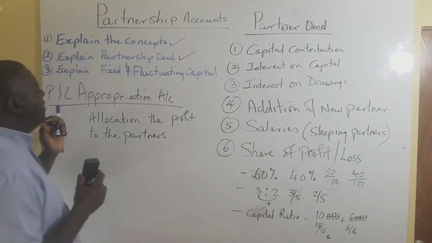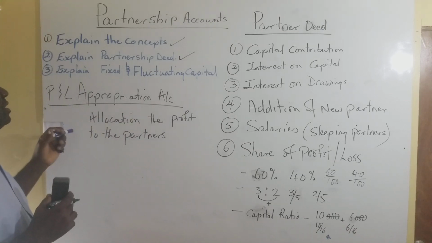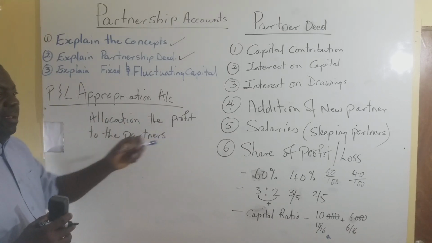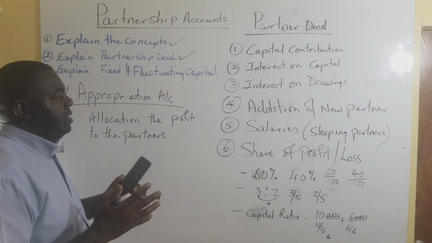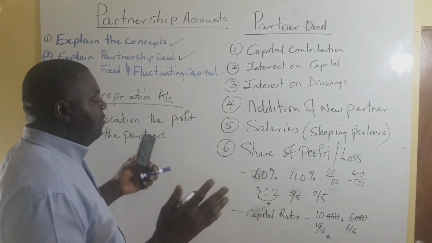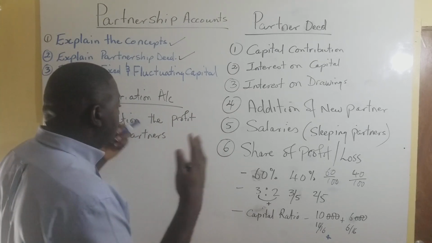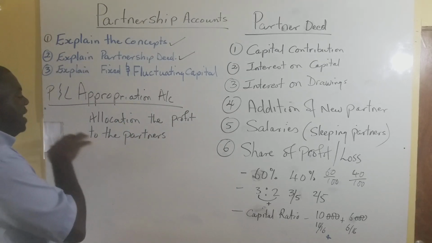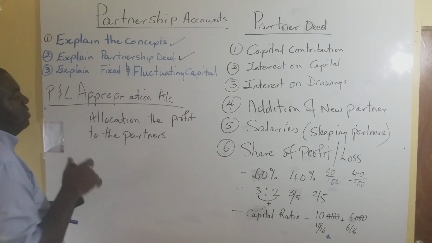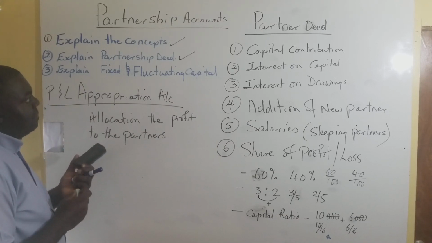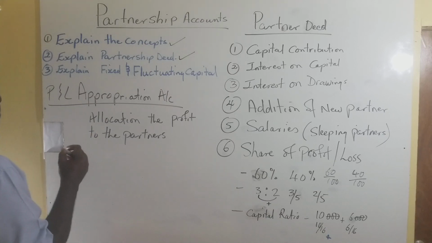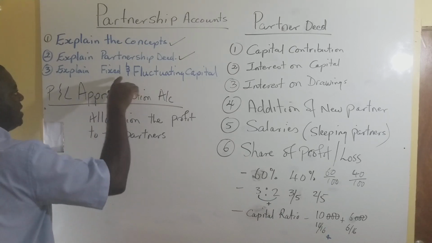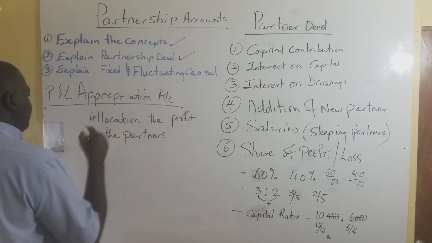So the purpose of the appropriation account is that you're really allocating. Yes, you're sharing out the monies in relation to the total amount of profit, your net profit. Yes, you're going to share it out to them. So that is what the appropriation account is about. All right. Now, let's go to objective 3, and that has to do with fixed capital and fluctuating capital.